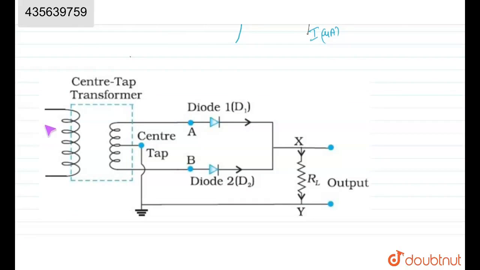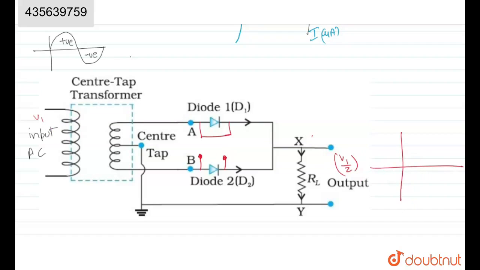Now this is our input, here we will have AC input. So considering that our input is something like this, this is positive part of AC and this is negative. For the positive part, this diode will behave as a short circuit, and this will behave as an open circuit. So at the output, if this is V1, then we will get V1 by 2 and the positive part of the wave. So for the first positive half we will get like this.